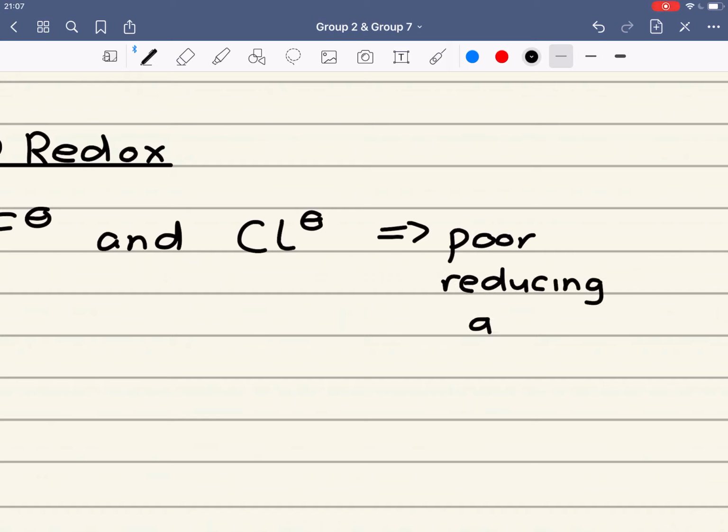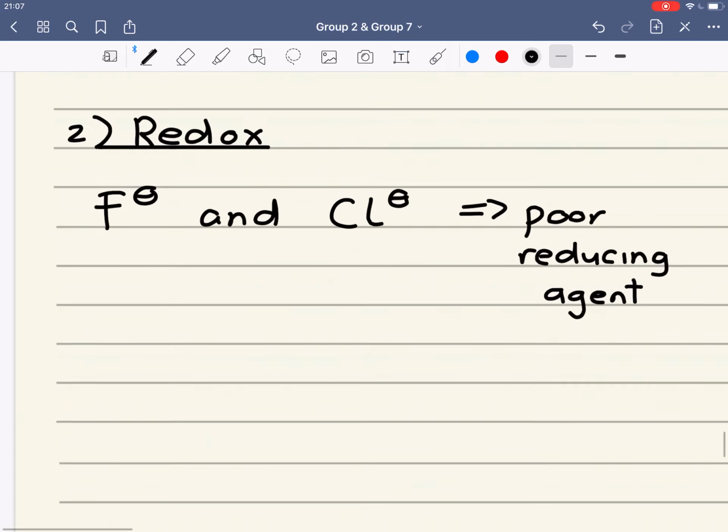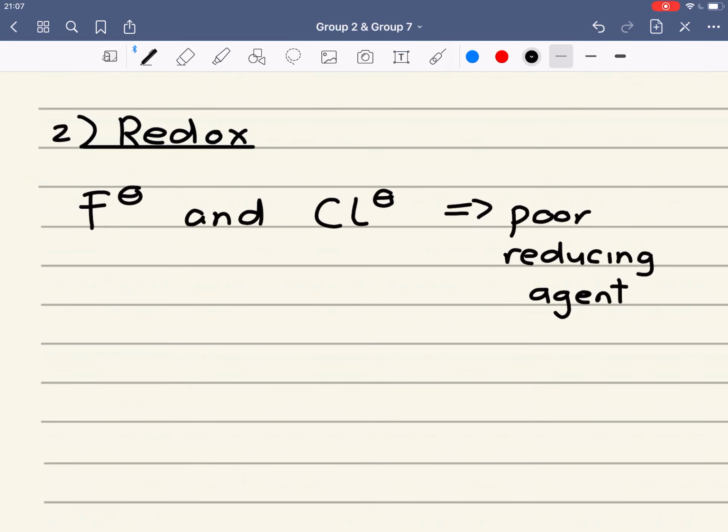That is, they do not want to lose their electron. Okay? They hold on to their electron too tightly. So when sulfuric acid meets the fluoride and the chloride ions, there is no reaction. There is no redox reaction.